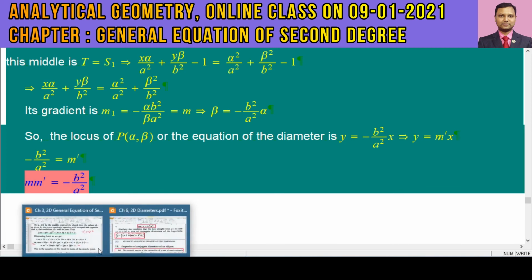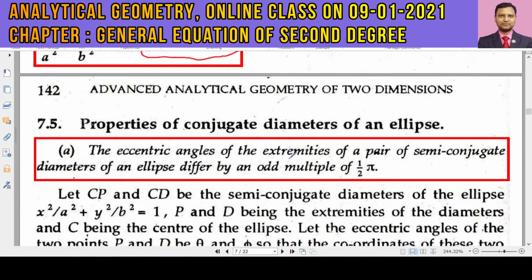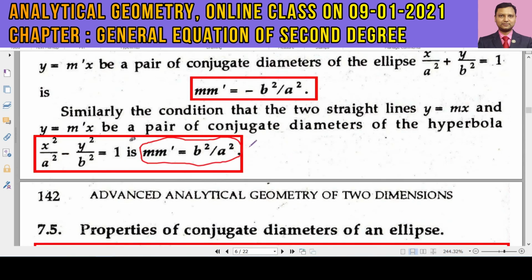So if possible, try to remember these results. That's all, because it is not possible to remember all the results. You just please try to remember this kind of results. In case of ellipse, we have this result, and in case of hyperbola, in place of the minus sign, we have plus b square by a square.